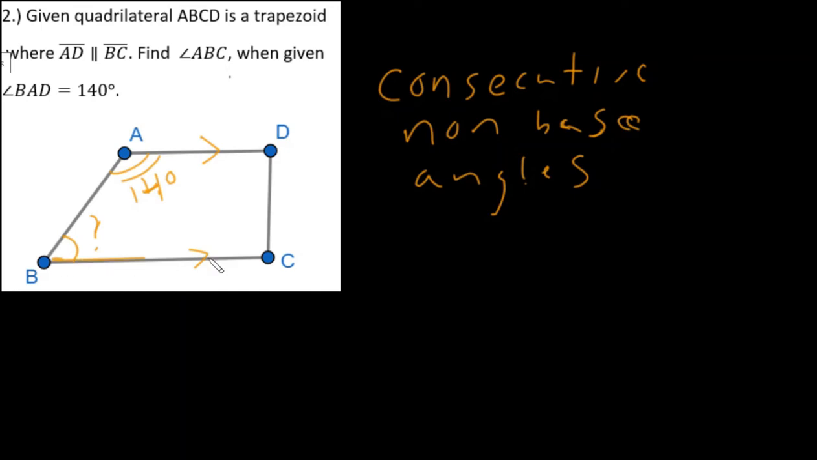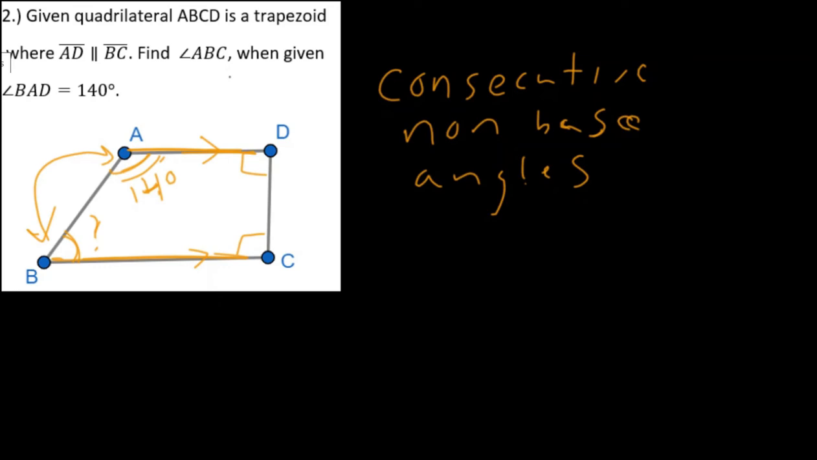Well, when we have this line that is essentially parallel to this line, these two things represent our parallel lines, or they represent our bases. So this angle right here and this angle right here, those are base angles. This angle right here and this angle right here, those are base angles as well. So when we say consecutive non-base angles, we're essentially saying, what about this angle that's right next to our other angle, but they don't share the same base?